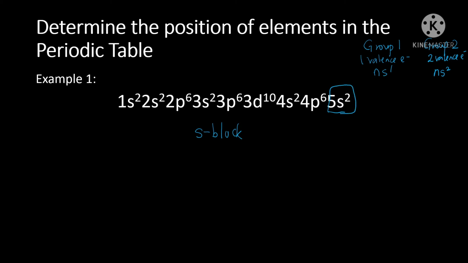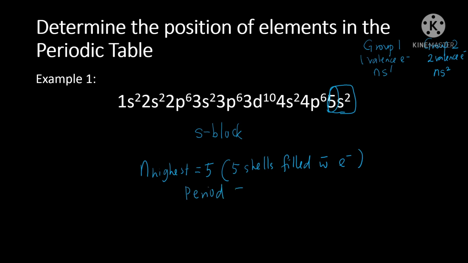From the valence electronic configuration, we know that the highest principal quantum number for this element is 5. Therefore, this element consists of 5 shells filled with electrons, and therefore it is a period 5 element. And this element consists of 2 valence electrons, and therefore, it is a group 2 element.